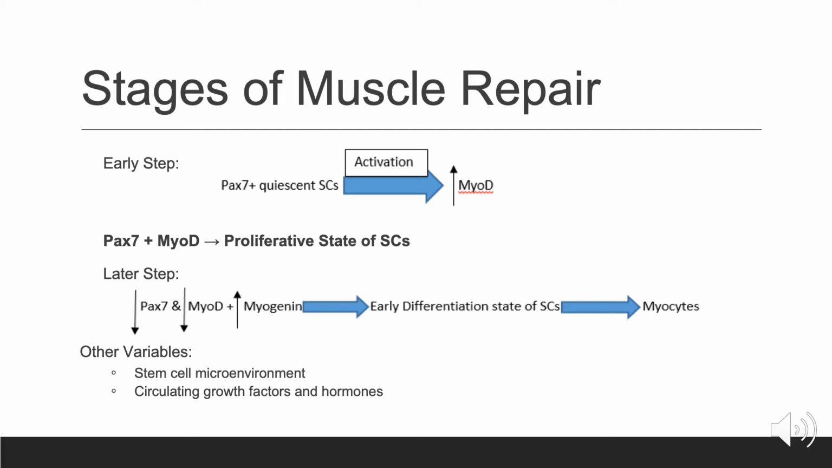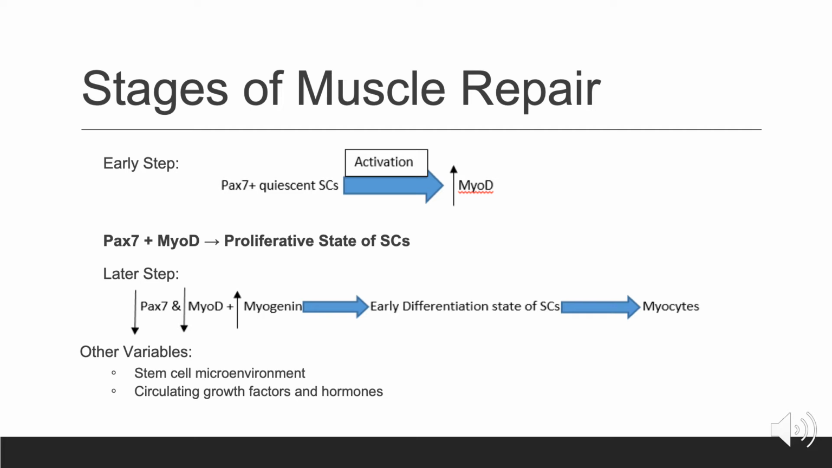Early steps in the muscle repair process involve PAX7 plus quiescent satellite cells getting activated to transiently upregulate MyoD. When PAX7 is co-expressed with MyoD, this indicates that the satellite cells are in a proliferative state. Later steps in the muscle repair process involve a downregulation of PAX7 and MyoD, along with an upregulation of myogenin. This indicates that the satellite cells are in their differentiation state, where satellite cells can differentiate into myocytes, which then fuse with existing muscle fibers to aid in the repair of damaged muscle tissue.